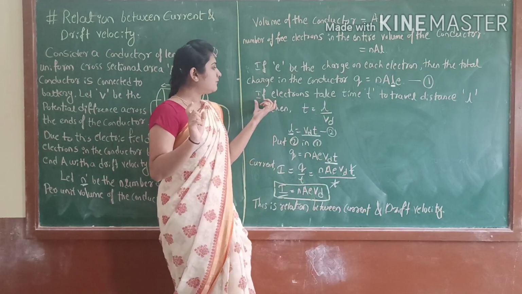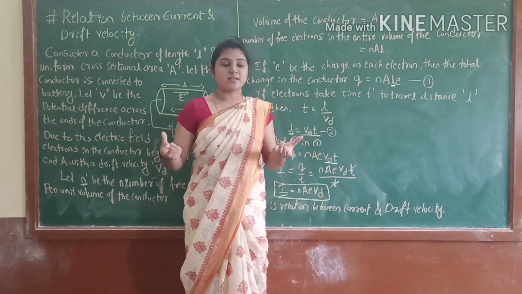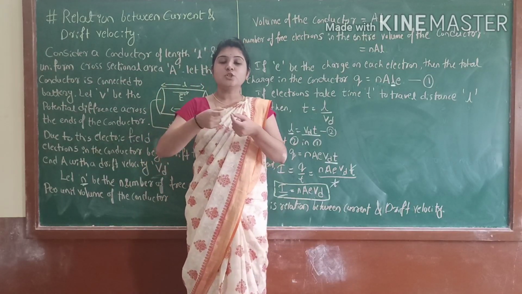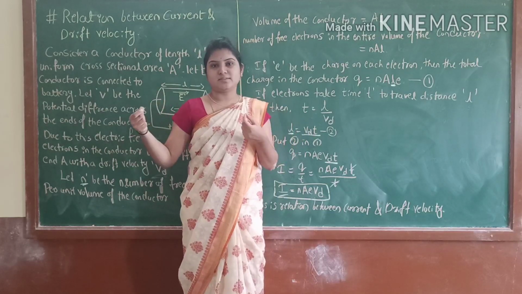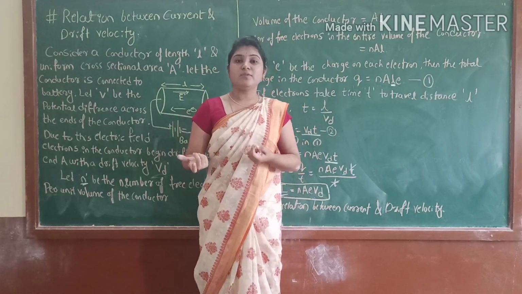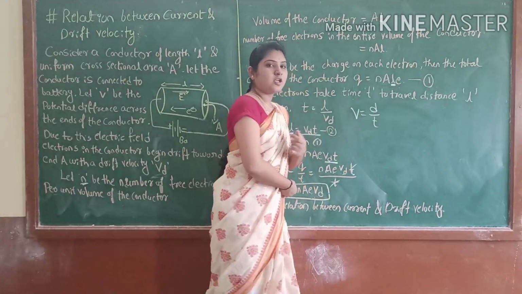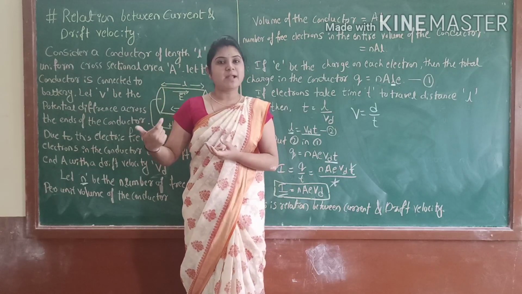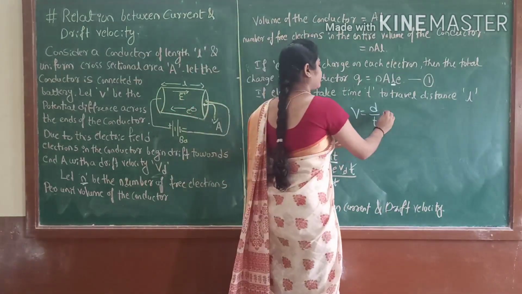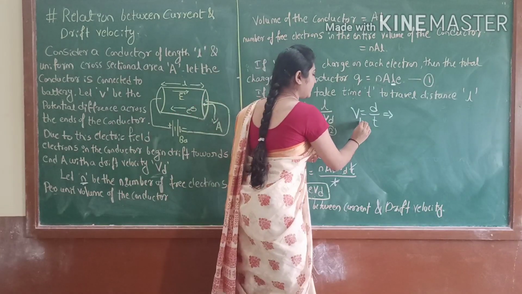So if the electron takes the time t to travel the distance L, how much distance will they travel? That is length L. What is the definition of velocity? Velocity is displacement divided by time, that is distance divided by time. Correct? So now the velocity is our drift velocity, so take it as Vd.